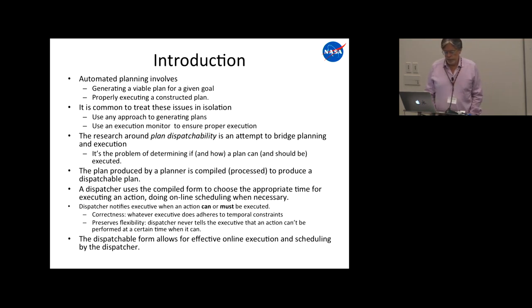And there are two requirements for a dispatcher. One is correctness: whatever the executive does adheres to the temporal constraints. And it preserves the flexibility of the plan. In other words, the dispatcher never tells the executive that an action can't be performed at a certain time when it in fact can. So that requirement is basically preserving the flexibility of a plan. If you have choices, the dispatcher will recognize them. So the dispatchable form of a plan allows for effective online execution and scheduling by the dispatcher. That's really the scope of this tutorial.